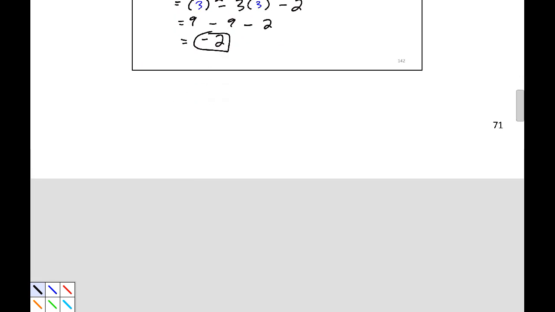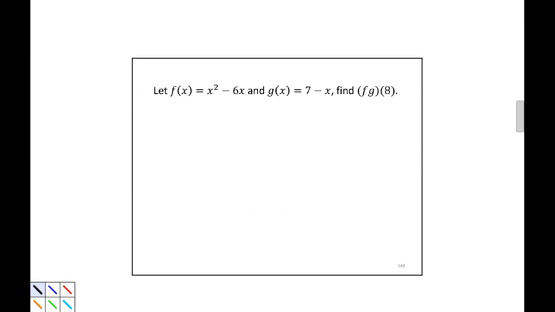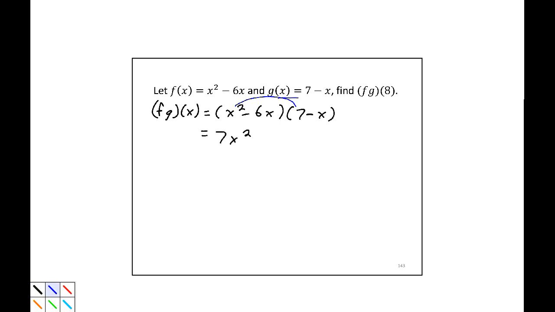Our next example, we have let f(x) be x² - 6x, and g(x) is 7 - x. Find (fg)(8). So let's first just find what (fg)(x) is. That would be (x² - 6x) times (7 - x). And if we do some distributing, we have 7x² minus x³ minus 42x plus 6x².